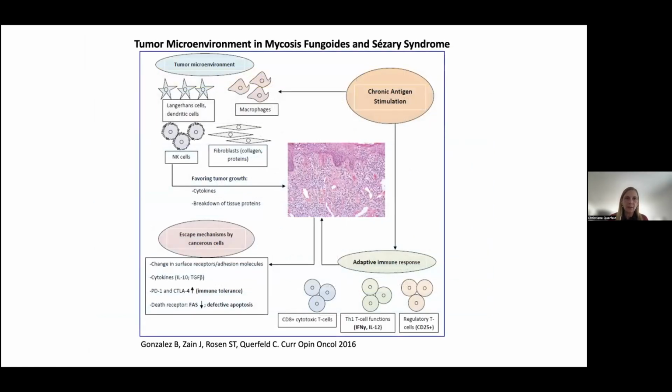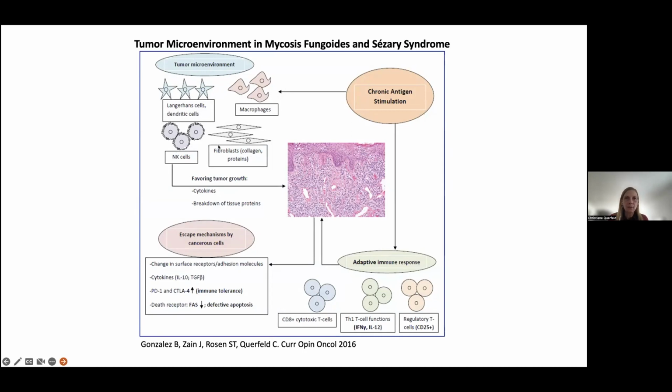Ideally, we would like to get patients cured, which is not possible as of yet. So this is how we understand the microenvironment. We have really the tumor cells. We still don't know after so many years what's really causing the CTCL. So we think it's a chronic stimulation. Whether this is the microbiome or some other source, we don't know yet.